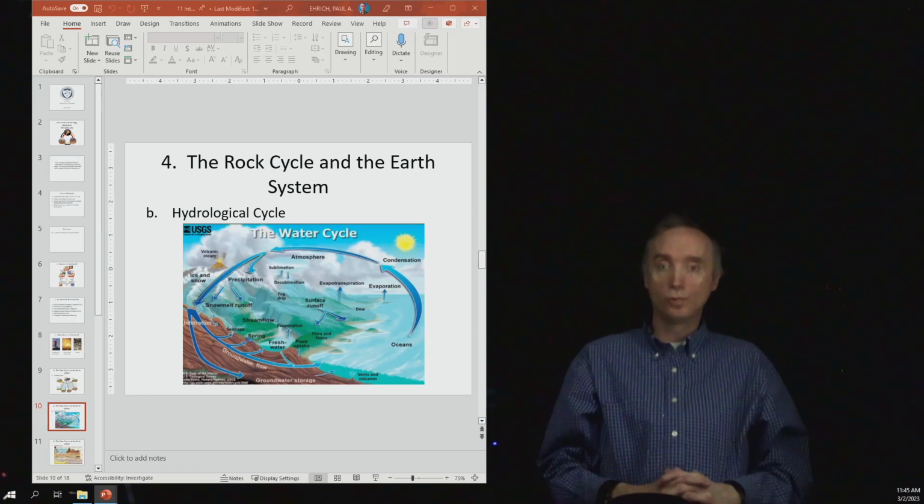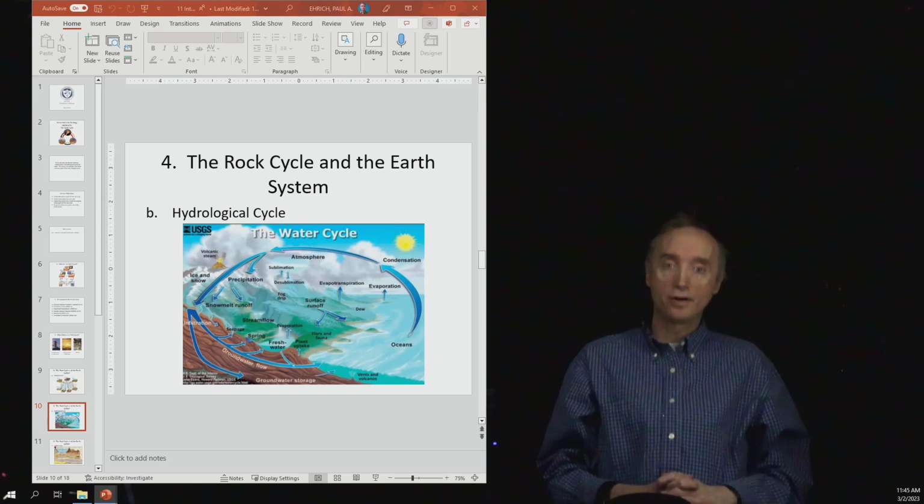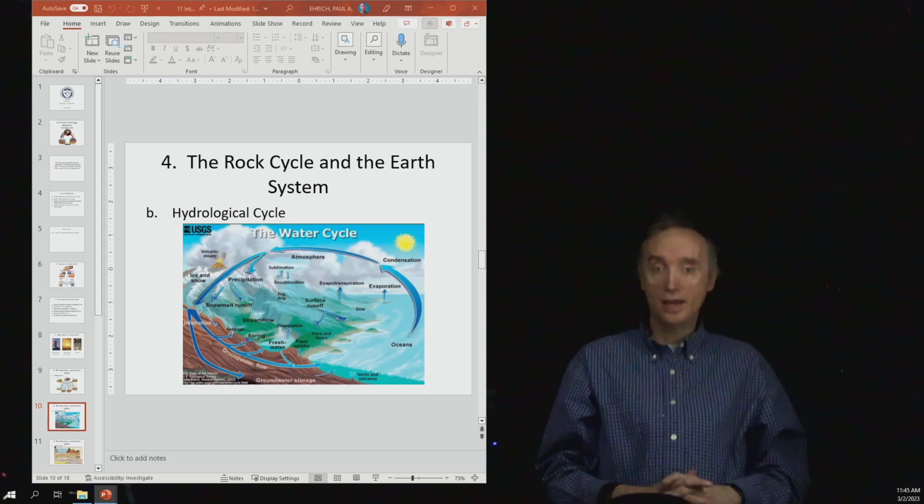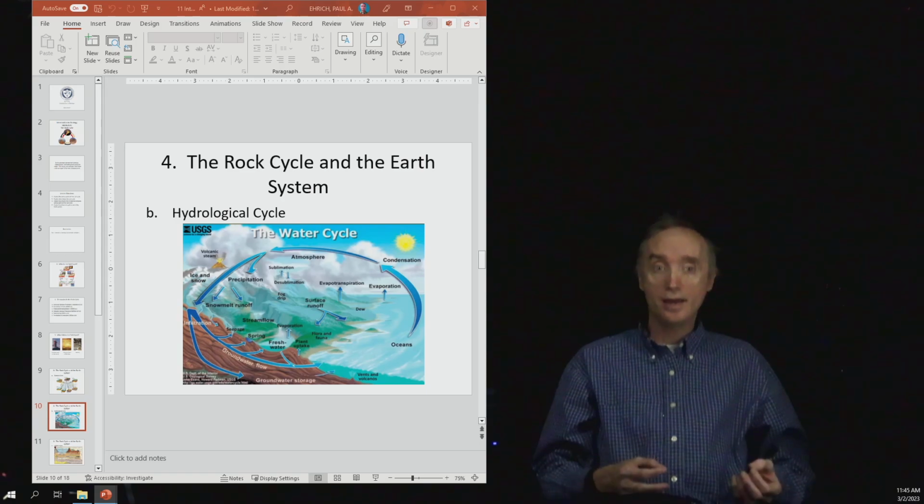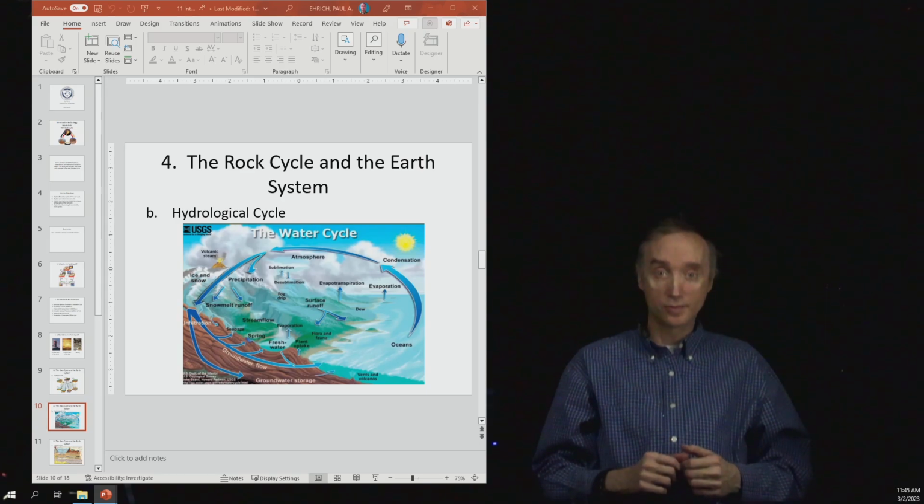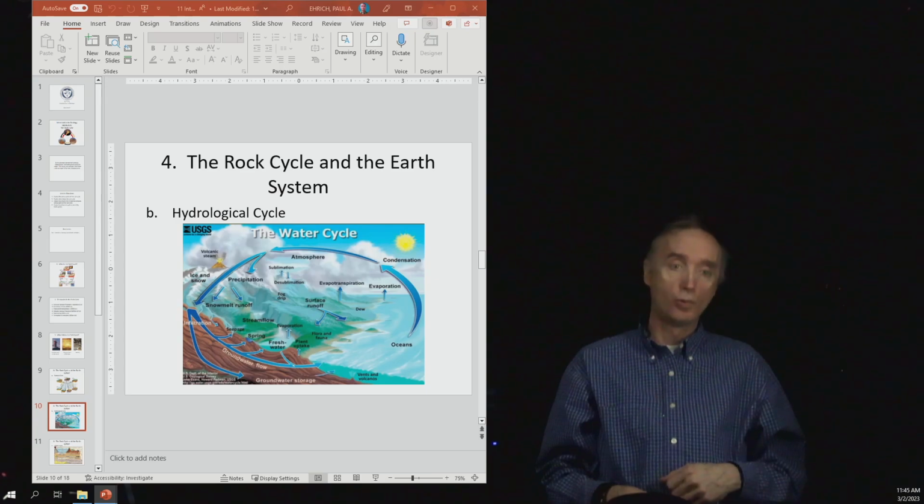Another kind of cycle is the hydrological cycle. So this is where does water come from, and then where does water go. Let's start with volcanoes. When volcanoes erupt, they give off tremendous amounts of carbon dioxide and water in the form of steam. Actually, most of the stuff that comes out of a volcano is just steam, plain old water.